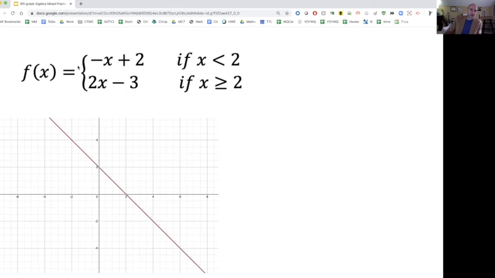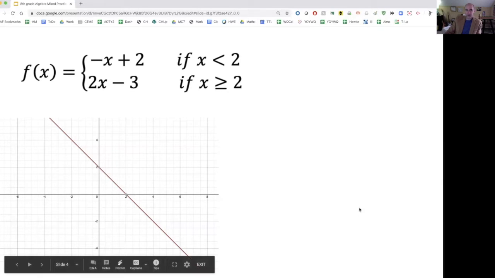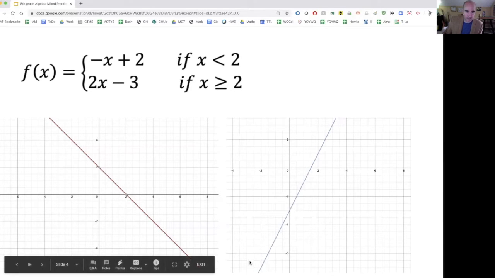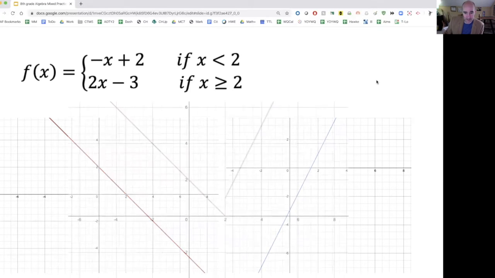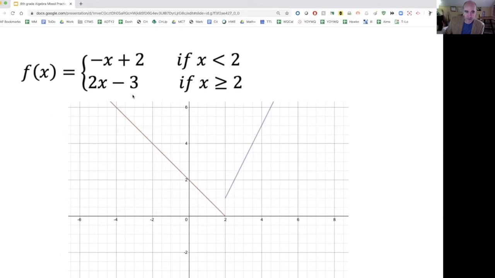When x is less than 2, it's going to look like this red line. This is the line of negative x plus 2. When x is greater than or equal to 2, it's going to behave like this blue line, which is 2x minus 3. You put those together and on the graph, it looks kind of funny. It looks like this. You'll see that it follows the rule y is negative x plus 2 if x is less than 2. And then the minute x is 2, it's totally different. It follows this rule, which is y equals 2x minus 3.